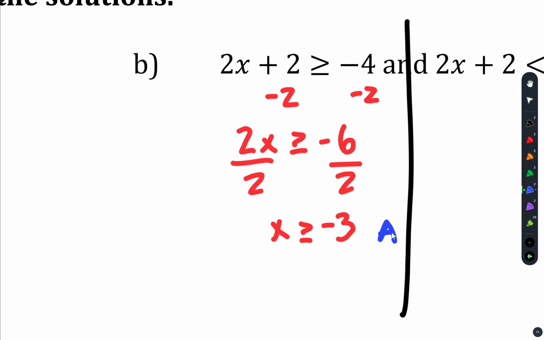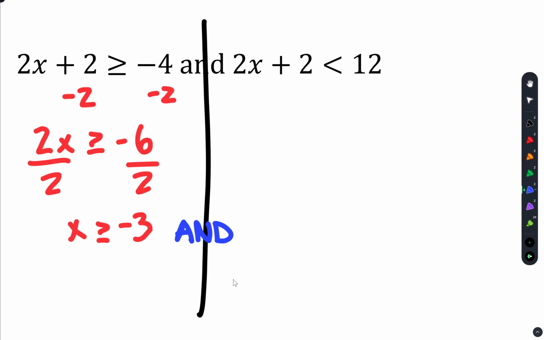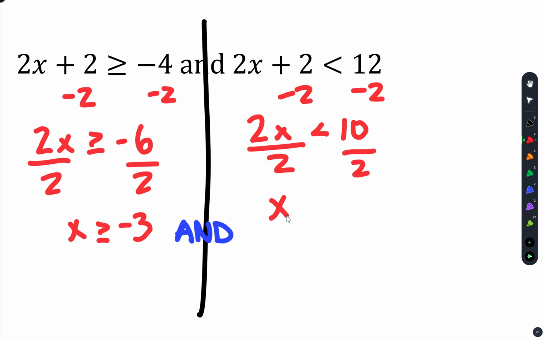I'm going to put the word and in the middle. And then I'm going to do the same thing on the right side. Subtract 2. 2x is less than 10. Divide by 2. X, let's write it down here. X is less than 5.